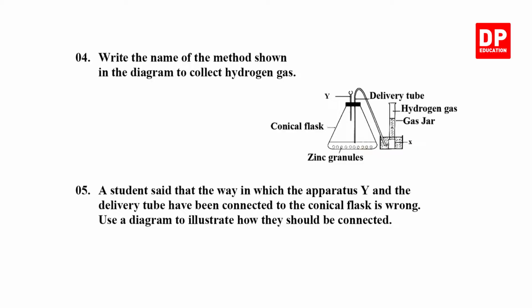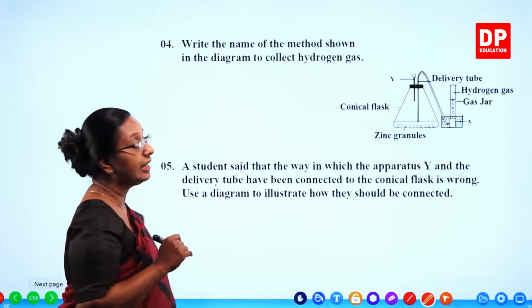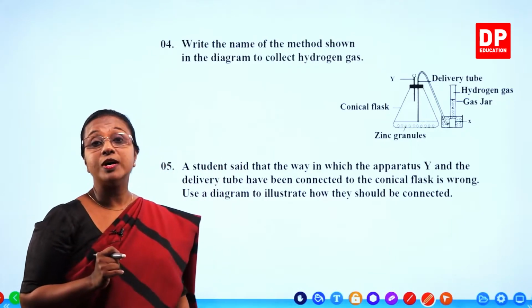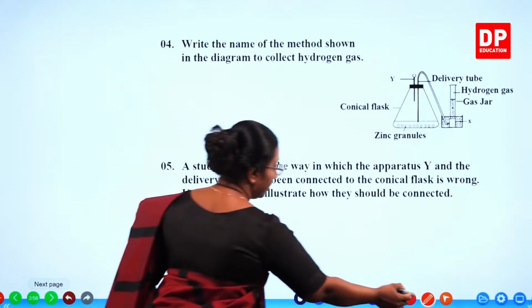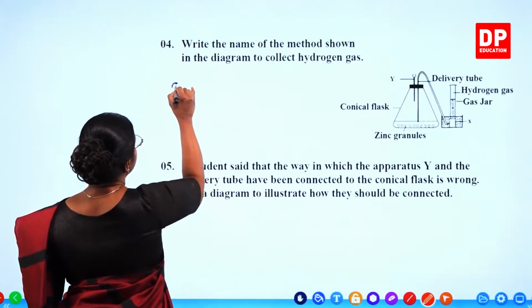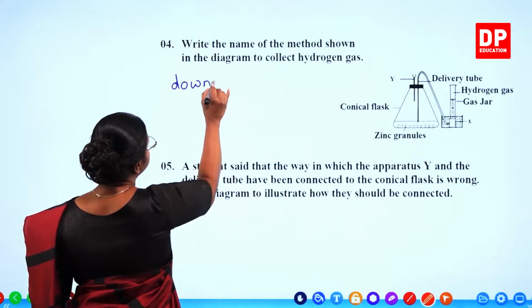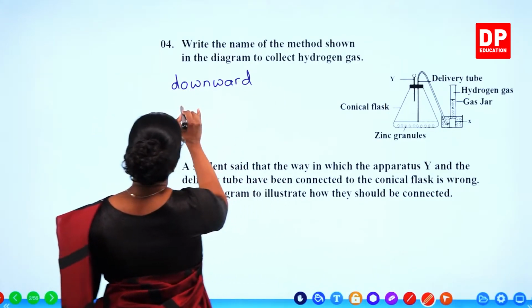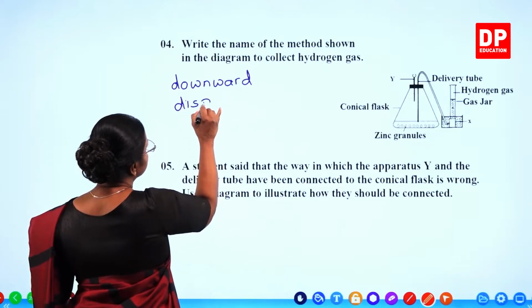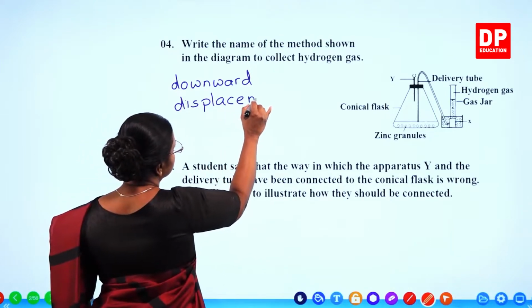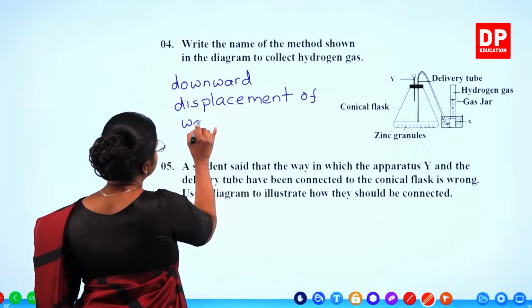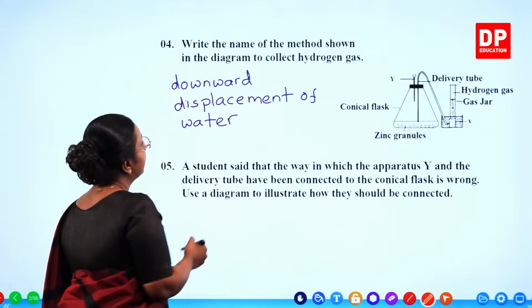The fourth one. Write the name of the method shown in the diagram to collect hydrogen gas. What is the name of the method? There it is the downward displacement of water. So, the name of the method is downward displacement of water. That is the name of the method.